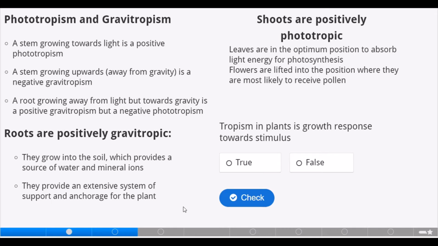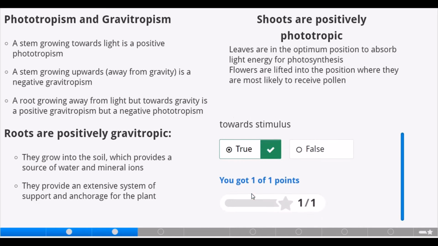Shoots are positively phototropic. Leaves are in the optimum position to absorb light energy for photosynthesis. Flowers are lifted into the position where they are most likely to receive pollen. Now, the question says tropism in plants is a growth response towards a stimulus. On the first slide, yes.